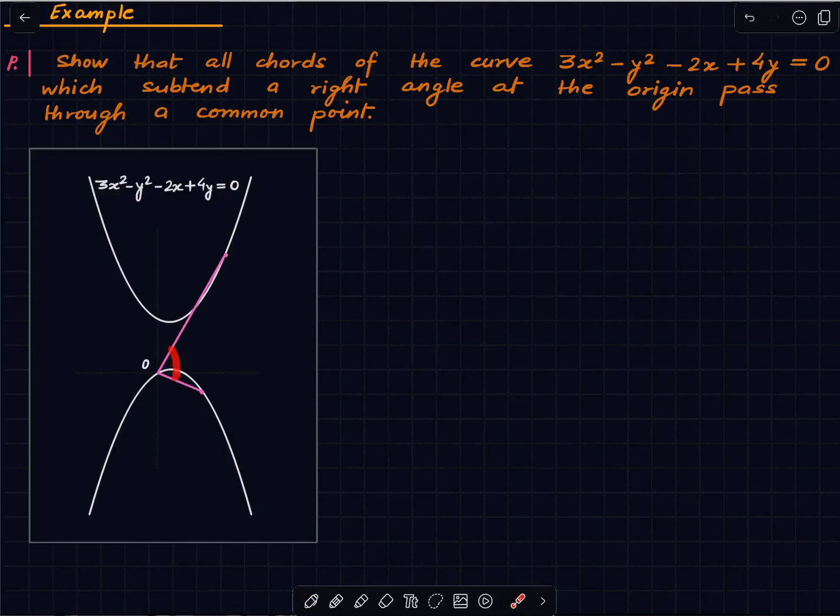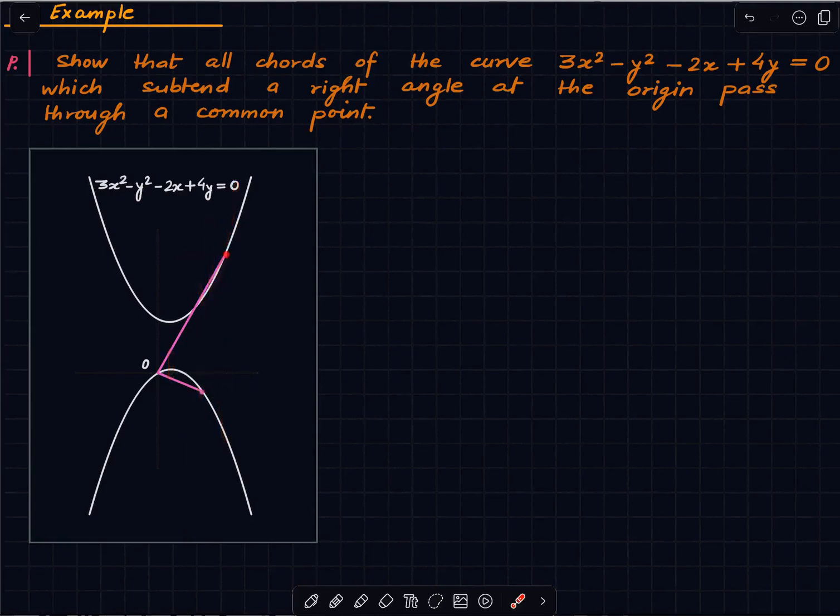This angle. If this is 90 degrees, we say that this chord subtends an angle of 90 degrees at the origin. Okay, so amongst all the chords which subtend 90 degrees at the origin, we want to show that all the chords which subtend 90 degrees at the origin pass through a common point. So suppose we have 2 points such that this chord subtends 90 degrees at the origin, then all such chords will pass through a common point.